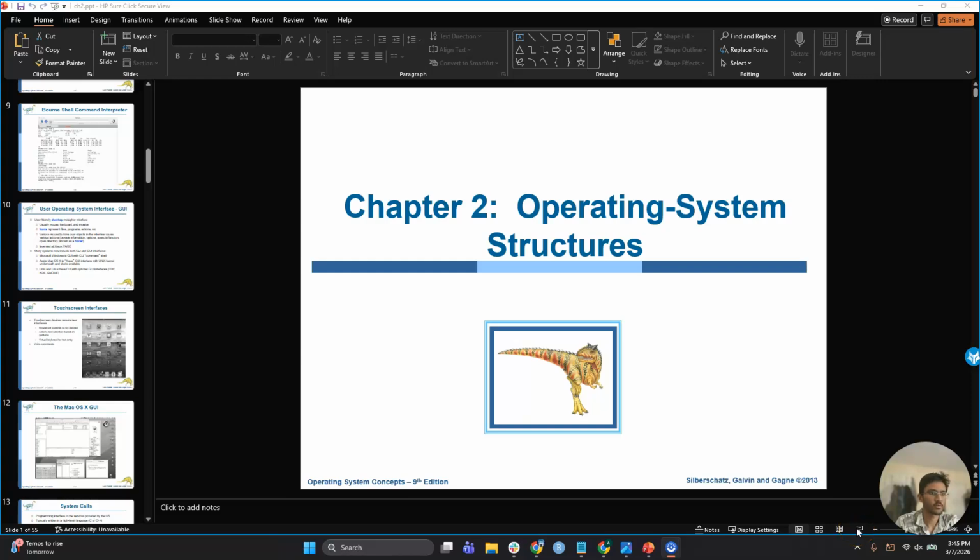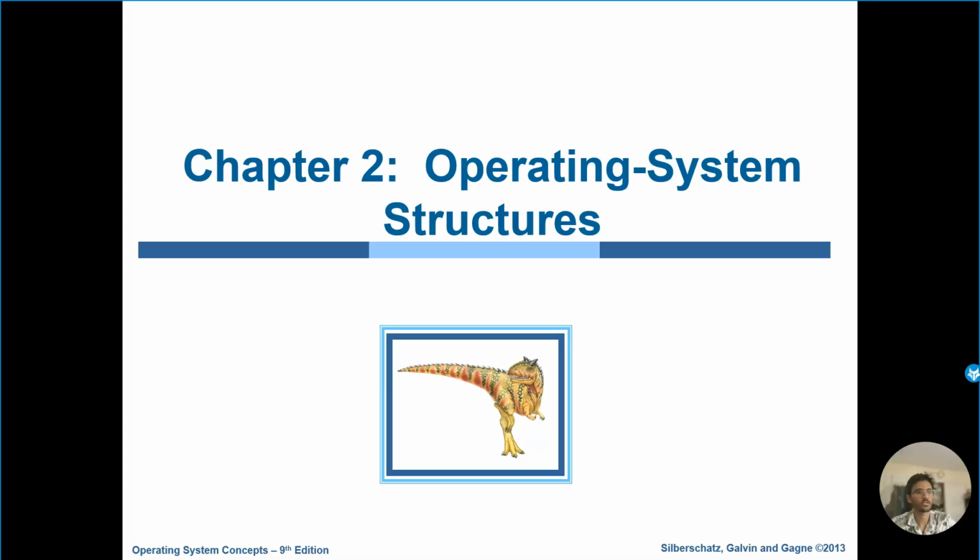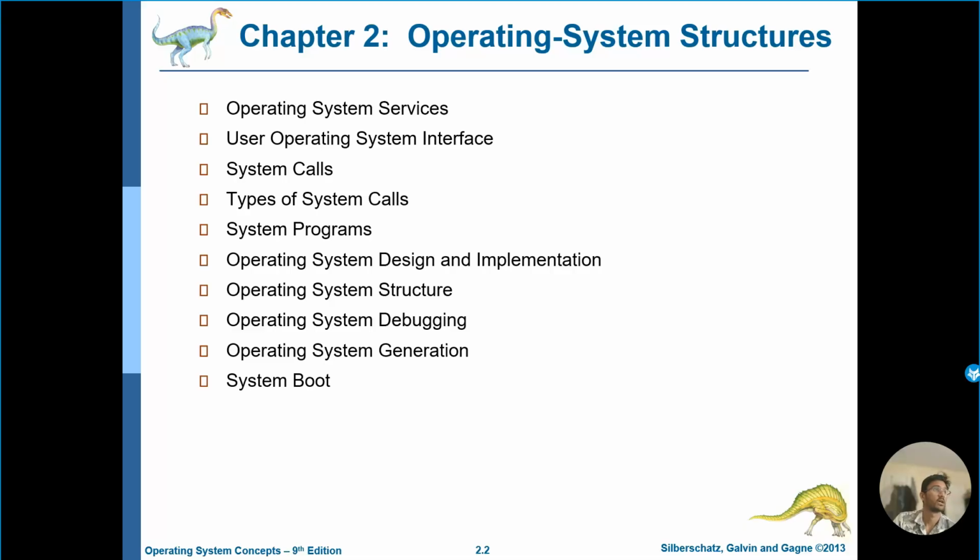In today's video, we're going to continue our journey on operating systems, and we're going to start chapter 2. Chapter 2 is where we talk about operating system structures. An overview of what we're going to go over: operating system services, user operating system interface, system calls, the types of system calls, the system programs, the design and implementation, structure, debugging, generation, and system boot. Without further ado, let's get started.